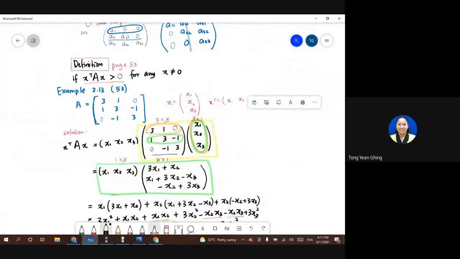So it's mentioned that if x transpose times matrix A times x is larger than 0 for any x not equal to 0, that means this matrix A is symmetric positive definite by using the definition. Okay.